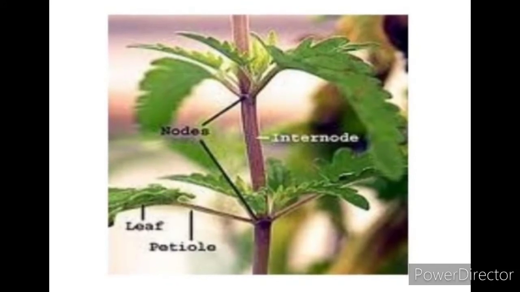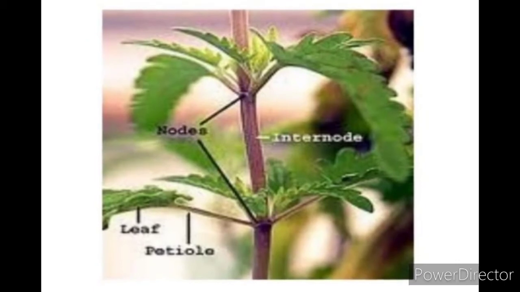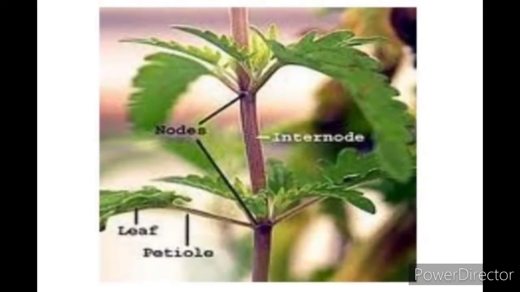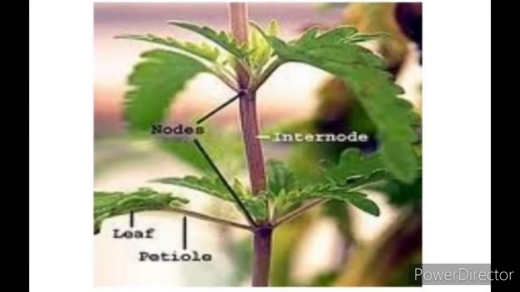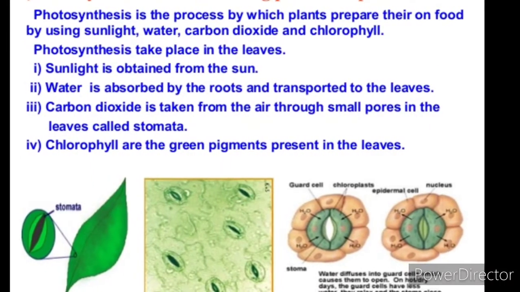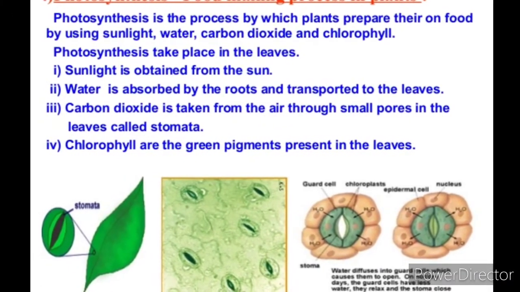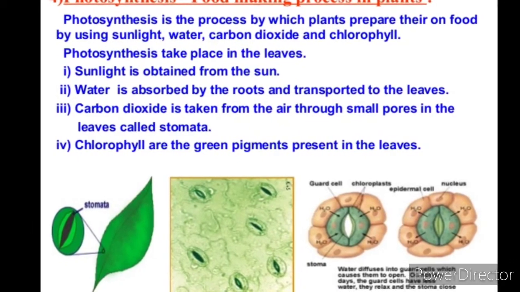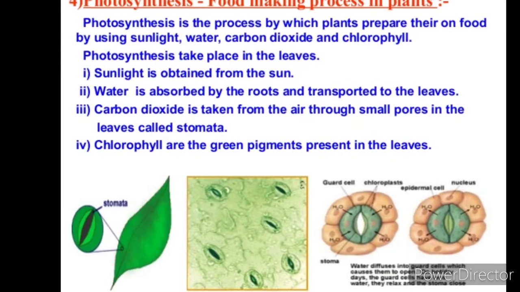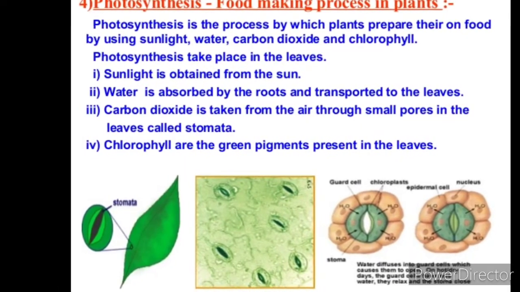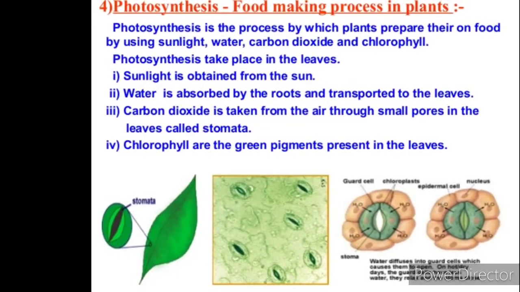Without photosynthesis, a plant cannot prepare its food. So without sunlight, no photosynthesis process will occur. Photosynthesis is a process in which plants prepare their own food, and they use sunlight, water, carbon dioxide and chlorophyll. All these are simple components. Plants prepare their own food, that is why they are called autotrophs. They provide food for so many organisms.